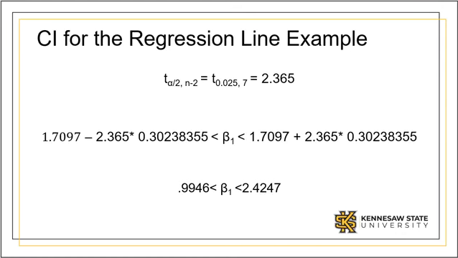Our CI for the slope will be 0.9946 to 2.4247. Therefore, we are 95% confident that the true population slope will be between 0.9946 and 2.4247. At any rate, we can clearly be very confident that the slope is significant. In other words, statistically different from zero.